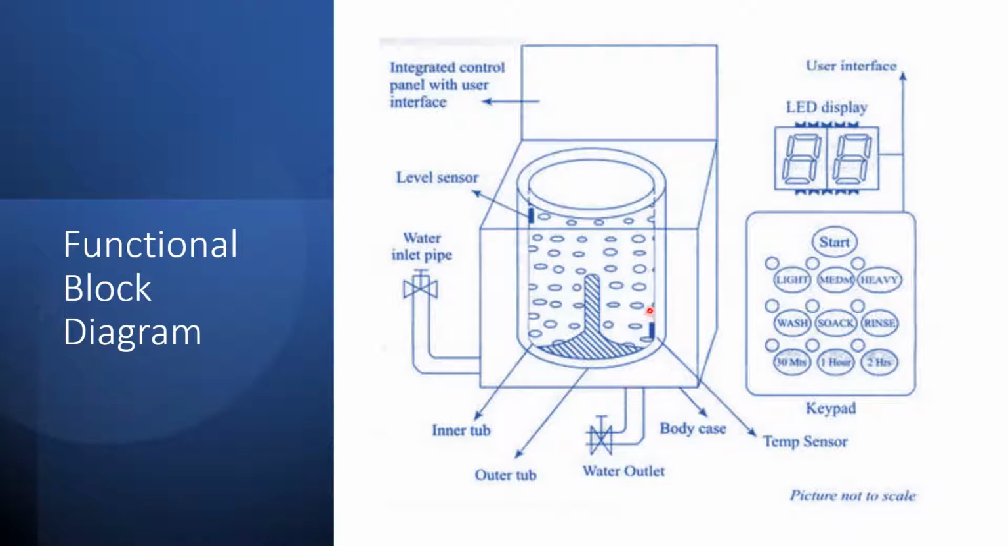Then you will have this temperature sensor. All modern washing machines have this temperature sensor, which maintains the temperature of the water inside. That is required, because when you have continuous agitation, the water temperature may increase, and that is not good for the life of the cloth as well. So all these have to be taken care of. We have embedded units sitting in this washing machine, taking care of all this.